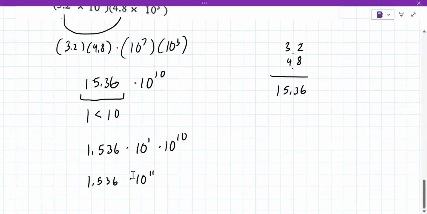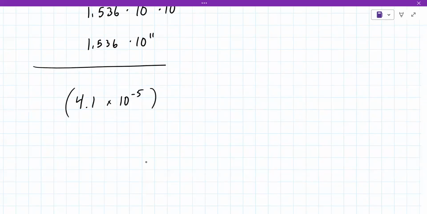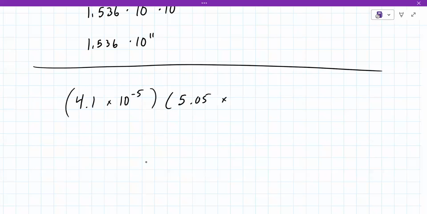Okay. Let me have you try another one here. Let's make it a little different. Let's say it's 4.1 times 10 to the minus 5, and then it's 5.05 times 10 to the minus 3. Could you try simplifying that, please?